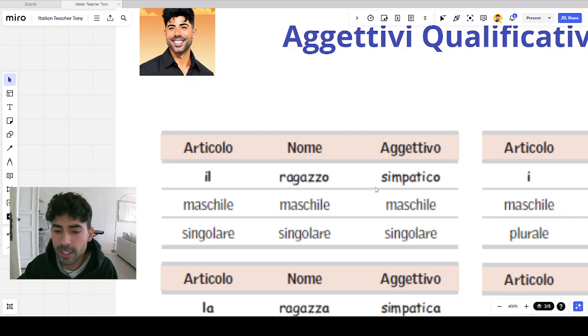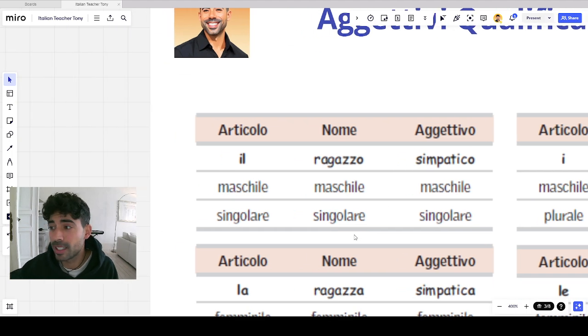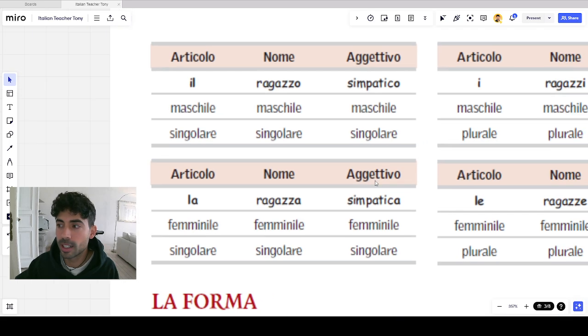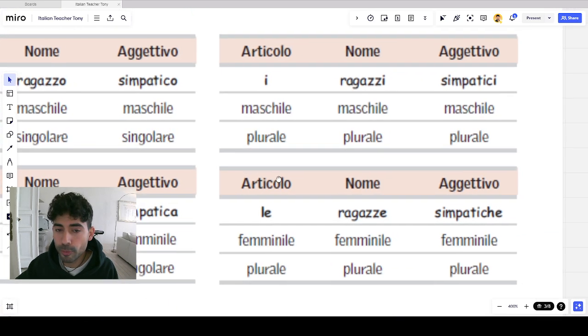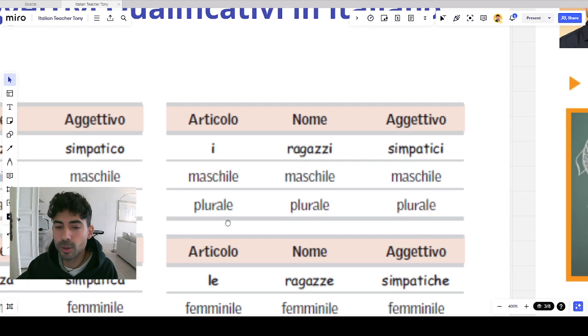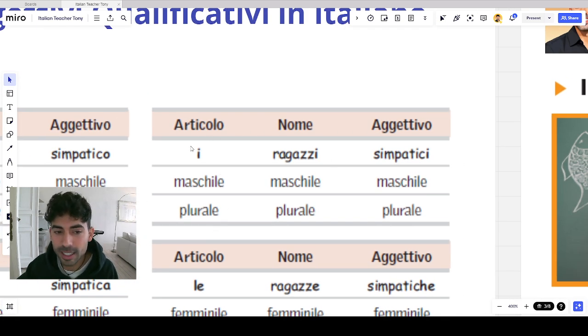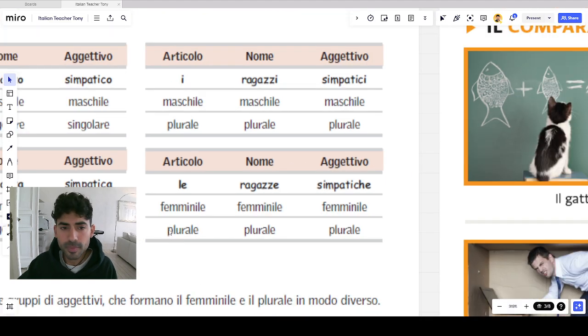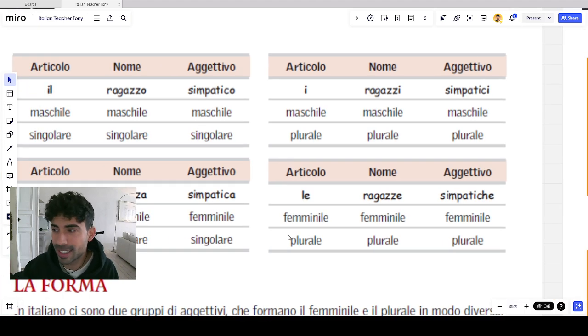So far, so good. Let's have a look at an example if we do the same but in the feminine version. We will have la ragazza, the girl, simpatica. If you see, the ending is always in A because we are at the singular feminine. The plural form will be the same. The masculine plural will have an ending in I: i ragazzi simpatici, the nice boys. And the plural form for the feminine is going to be in E: le ragazze simpatiche, the nice girls. That's a bit how you conjugate the adjectives in Italian.